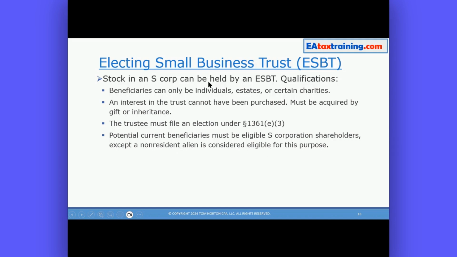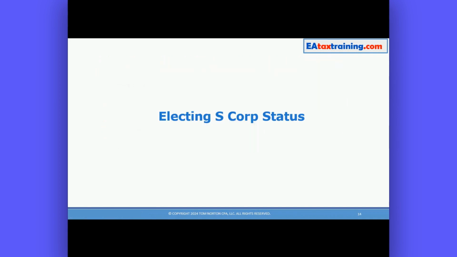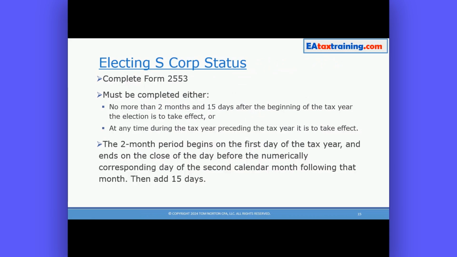purpose. So those two types of special trusts, you might get a question on one or both of those on the exam. So just remember what it takes to qualify as one of those trusts. Now let's talk about electing S Corp status. We've talked throughout these videos in part 2 about electing S Corp status. And so let's now specifically see what that looks like.